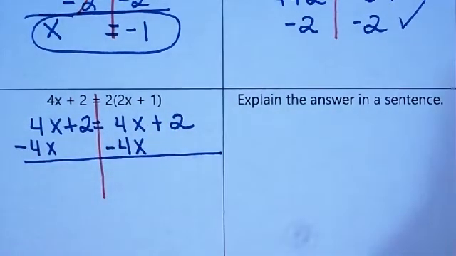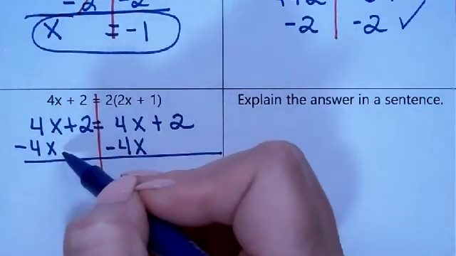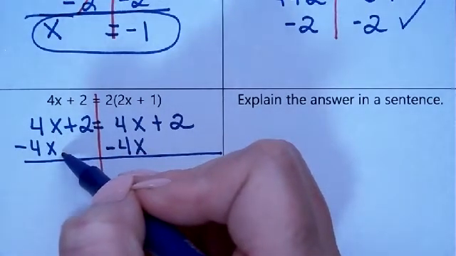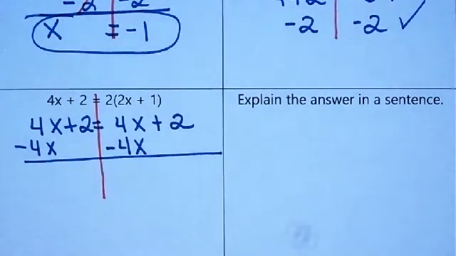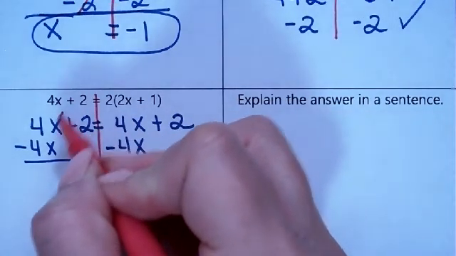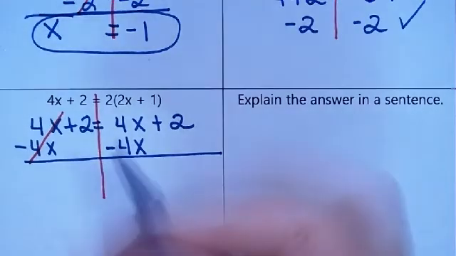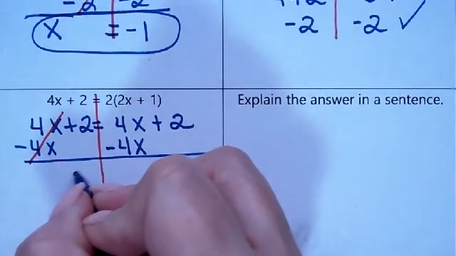Now, I want you to look right here. What happens when I have 4x minus 4x? Oh, 4x minus 4x is 0. That makes a 0 pair. So I'm going to just cancel those out, aren't I? Okay, so what I'm left with on the left side is a 2.